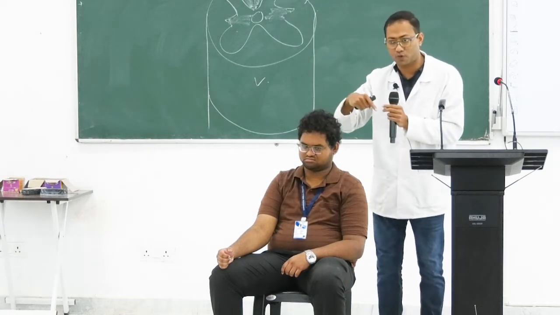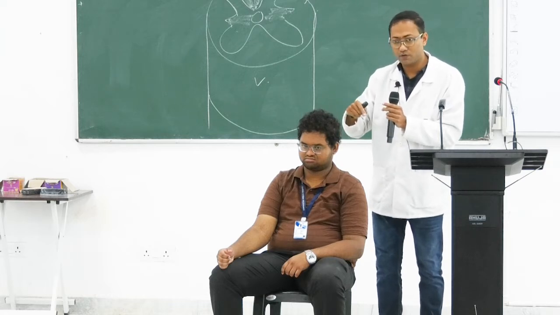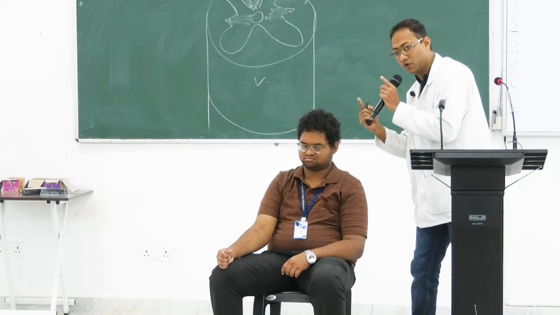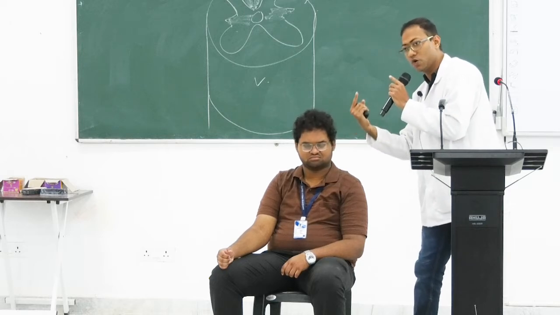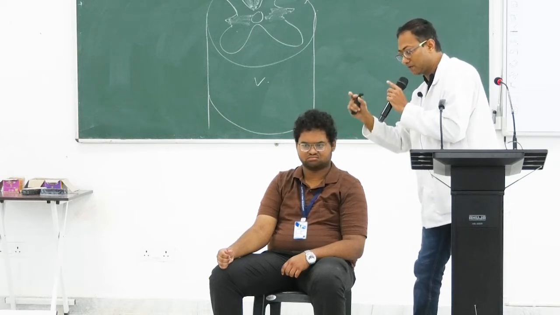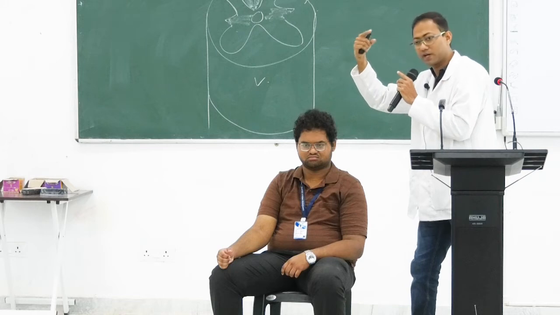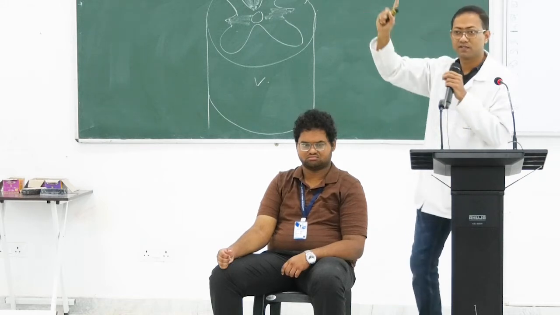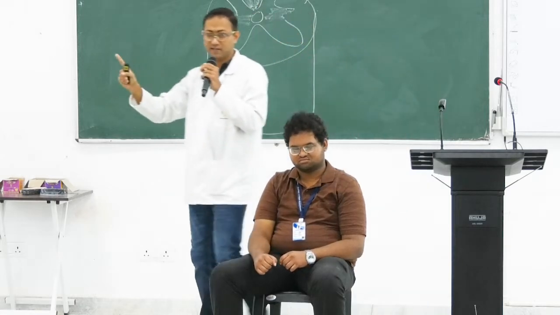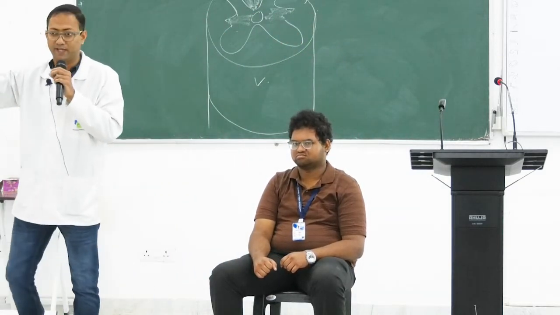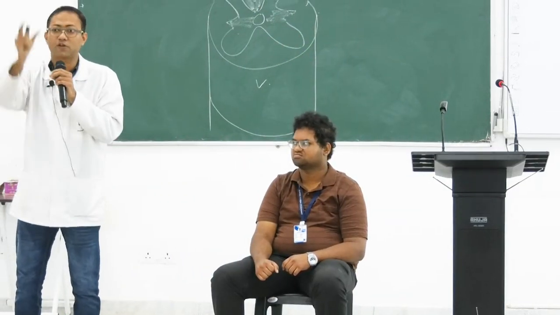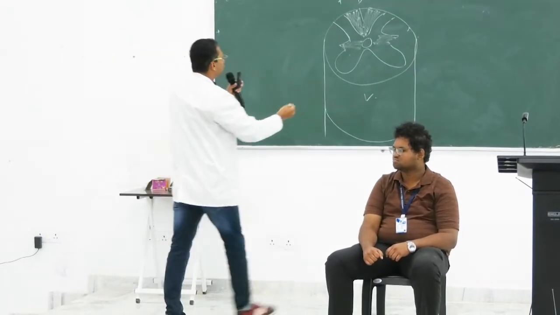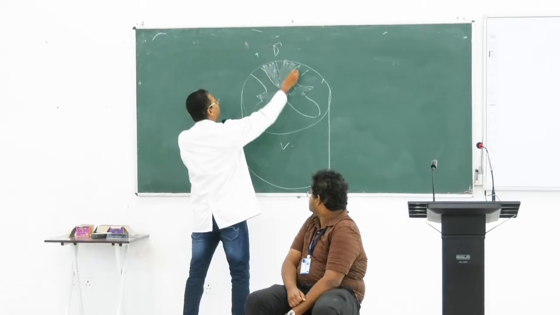Second order neuron will cross to opposite side. Relay station at the level of thalamus, opposite side, and from thalamus, next order neuron, it will ascend to cerebral cortex. Okay, so this is dorsal column pathway. Everything is not dorsal column pathway. Once inside the spinal cord, dorsal column pathway starts. Why dorsal column? Because it is at the back of spinal cord. So this is spinal cord and this is the dorsal column, right?